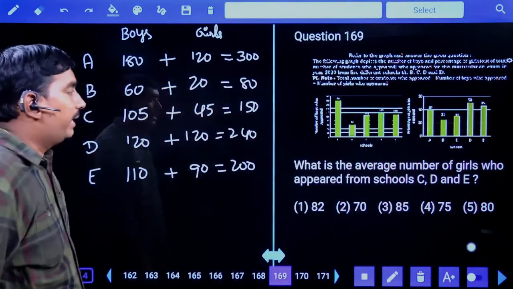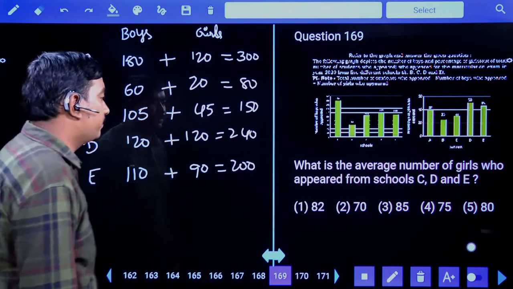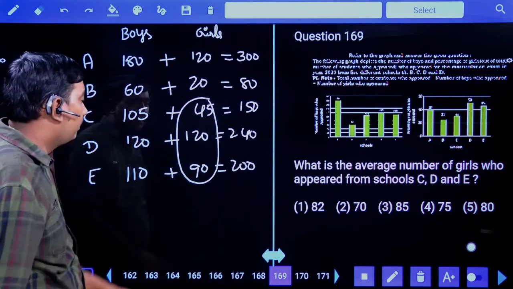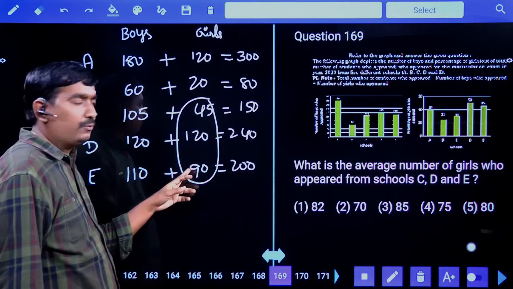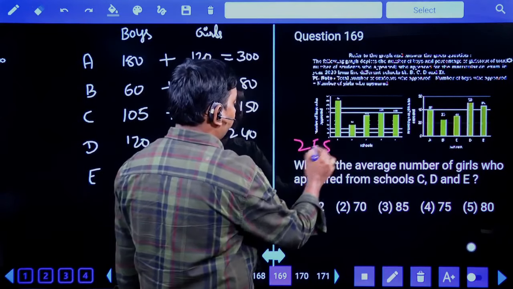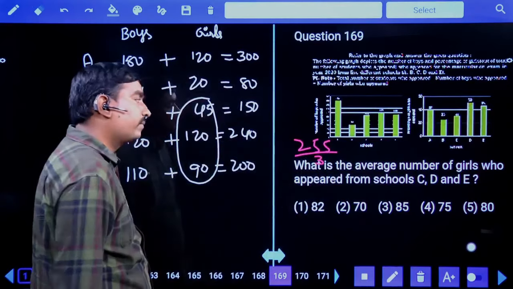Next. Average number of girls who appeared from schools C, D, E. 120 plus 90, 210 plus 45, 255. Average means divide by 3. 85.